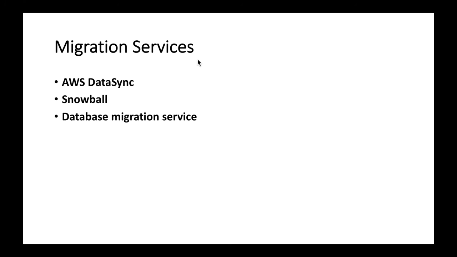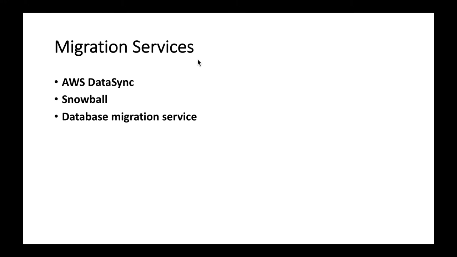So let's start. As the name suggests, what is a migration service? It is a collection of services which let you migrate your on-prem data center data to the AWS cloud. We have AWS DataSync, Snowball, Database Migration Service, Server Migration Service, AWS Transfer for SFTP, AWS Migration Hub, and AWS Application Discovery Service. So there's a bunch of services available under AWS Migration Services.